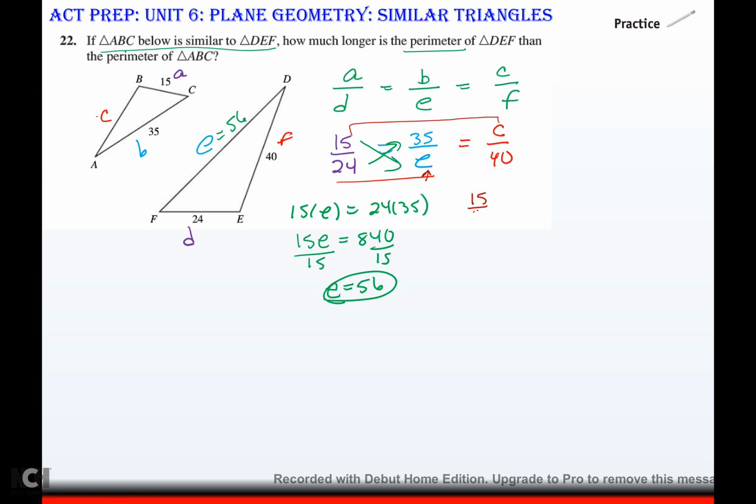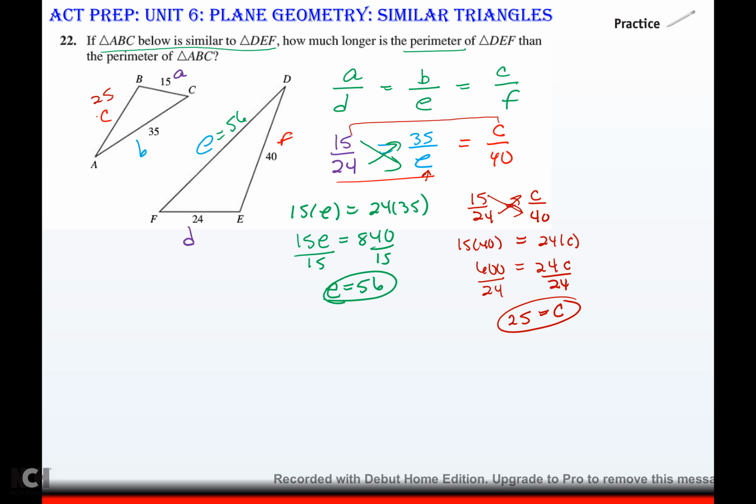So I'm going to do 15 over 24 equals c over 40. So I have 15 times 40 has to equal 24 times c. That's 600 has to equal 24c. Divide by 24 and c equals 25. So I got this side is 25.